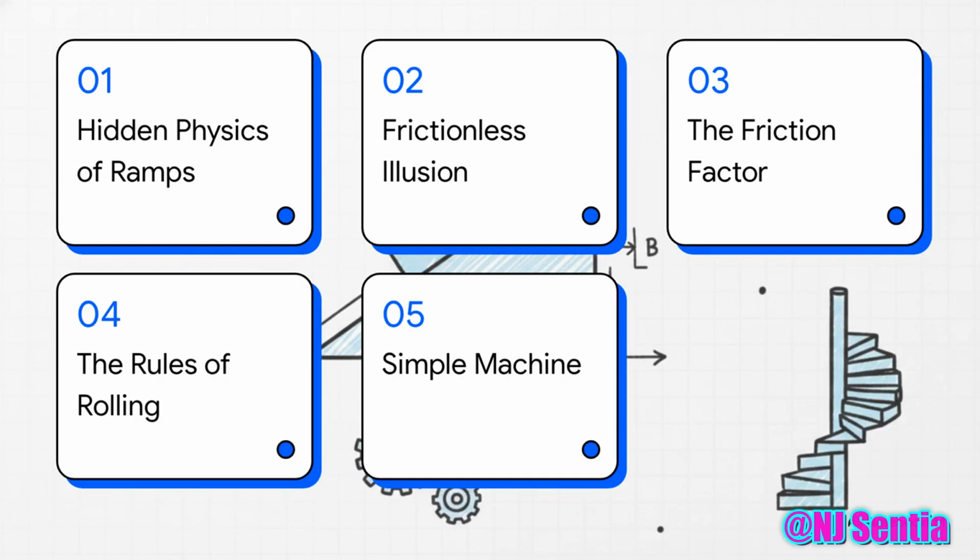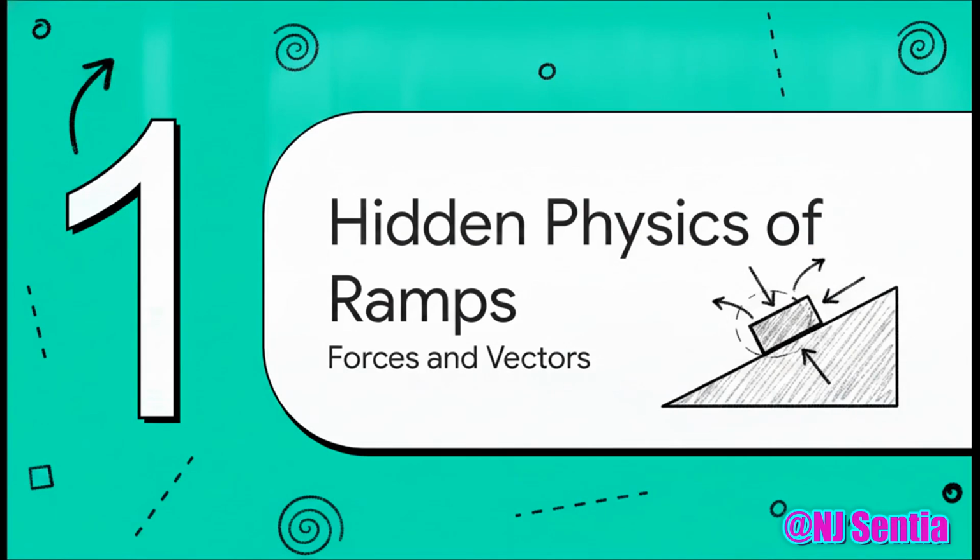All right, here is our roadmap for the explainer. We'll start with 1, the hidden physics of ramps. Move to 2, the frictionless illusion. Tackle 3, the friction factor. Dive into 4, the rules of rolling. And wrap up with 5, a monumental simple machine. Let's get to it. Section 1, the hidden physics of ramps.